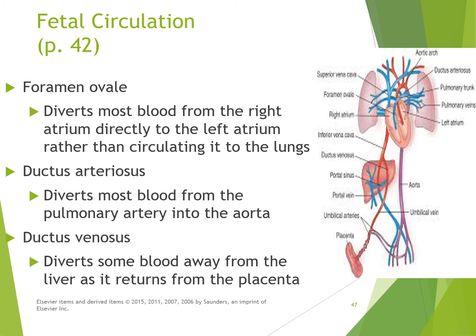Ductus arteriosus, that's the one we talked about in one of the other chapters that doesn't close until several hours of age, and the one that can cause problems when it's closing if there are issues. It diverts most blood from the pulmonary artery into the aorta. So you can see how it's lungs and heart, and that's why it's such an issue when it starts closing if something's wrong with the lungs or the heart. Ductus venosus diverts some blood away from the liver as it returns from the placenta.